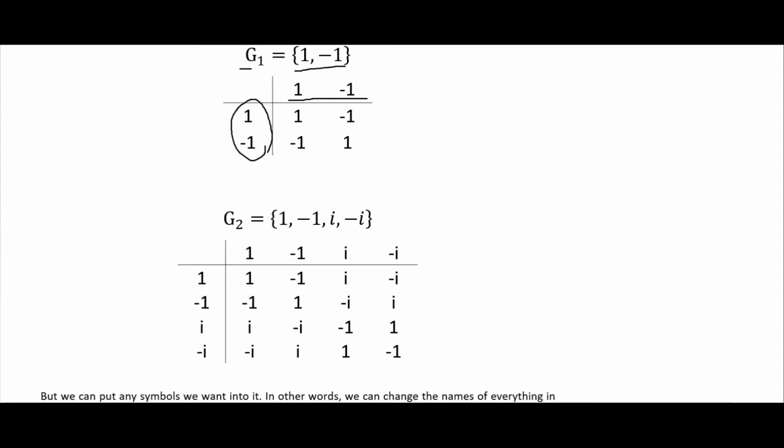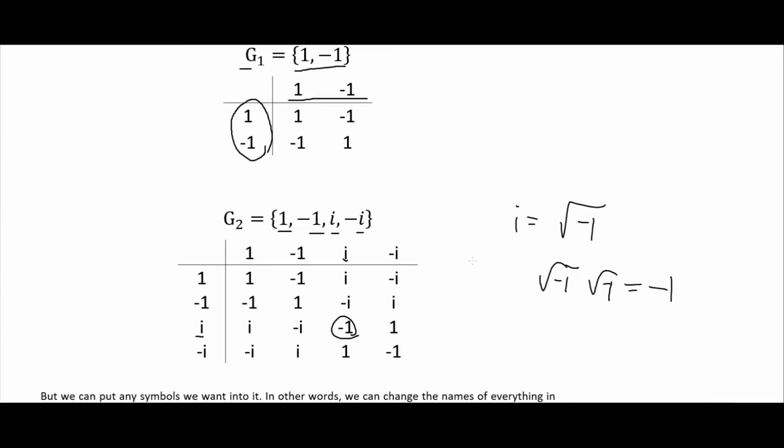And so we could do the same thing with 1, minus 1, then i and minus i, where i and minus i are the imaginary numbers. And so i is equal to the square root of minus 1. And so you see if you take i times i, you get minus 1, because the square root of something times the square root of something is just whatever is under the radical there.